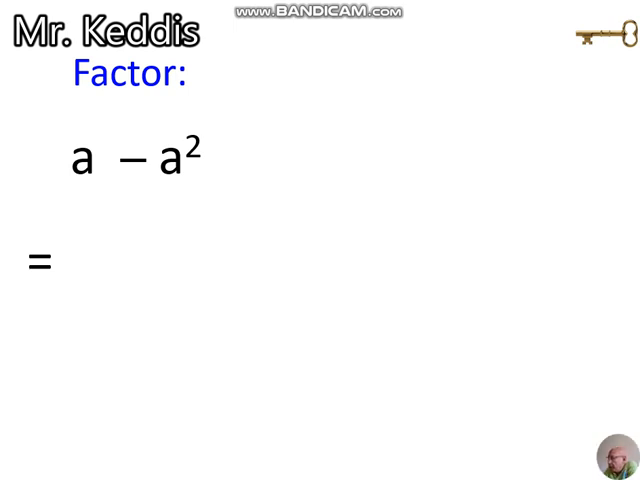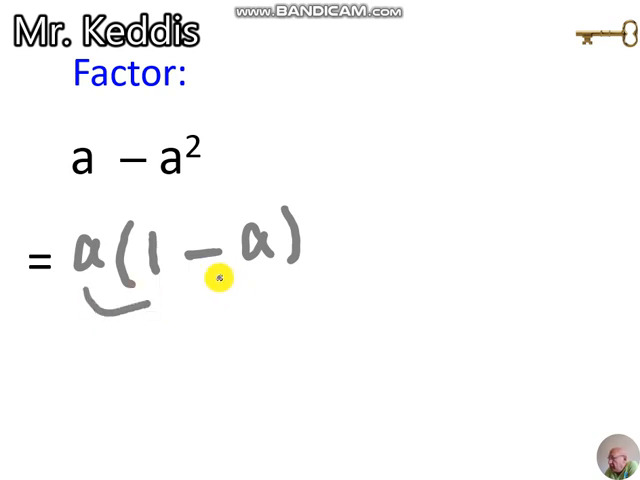The common factor between a and a squared here is also a. Open bracket. A times 1, I get a. The difference here is just the minus, and here is a. If I use the distributive property, a times 1, I get a, minus a times a, I get a squared.